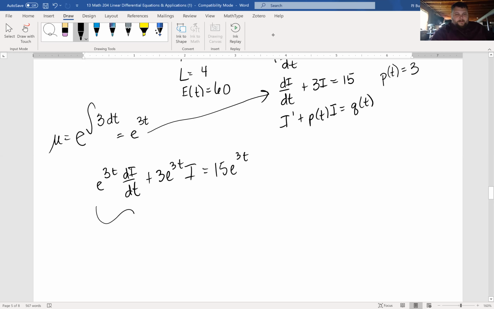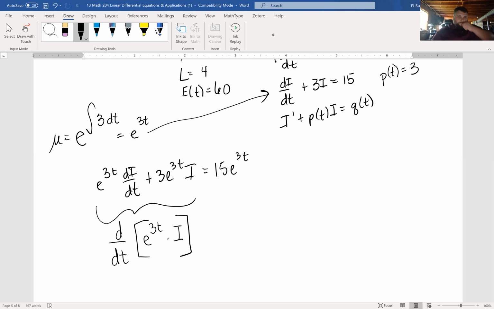So this side I'm going to claim is going to be d/dt of the integrating factor times the function the differential equation is over, which in this case is I. So let's prove that to ourselves.